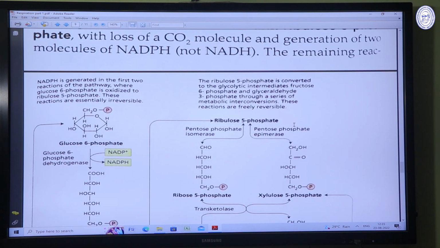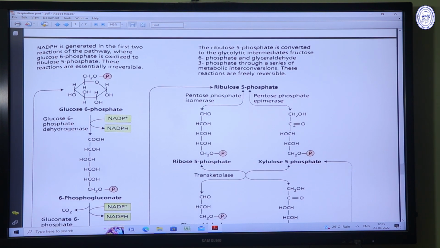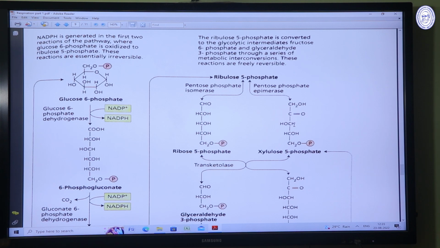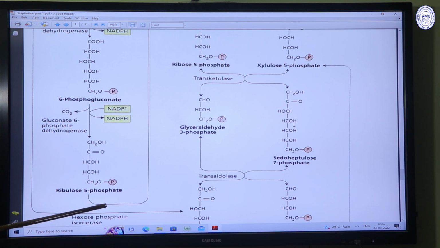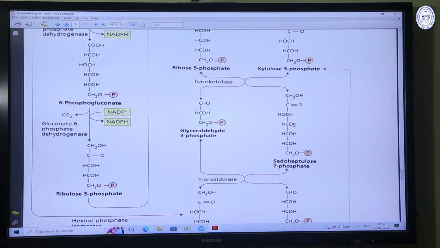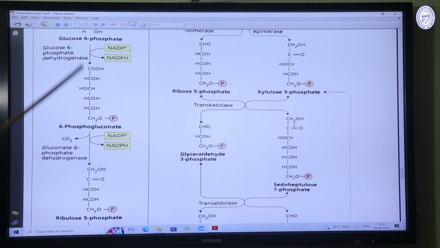Come to the reaction point. This is the reaction point. What happened here? Look at here. During the first two reactions, what happened? Glucose 6-phosphate first will be converted into 6-phosphogluconate. Okay, 6-phosphogluconate. So, glucose 6-phosphate will be converted into 6-phosphogluconate, and then from 6-phosphogluconate to ribulose 5-phosphate. This is the first two steps, and during these first two steps, what happened? One carbon dioxide will be released, and just look at here, here and here, both the steps will produce reducing power in the form of NADPH.